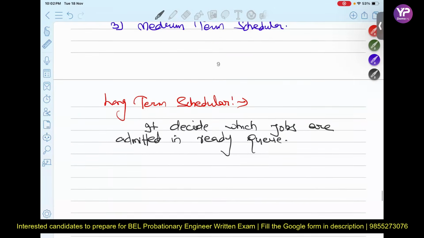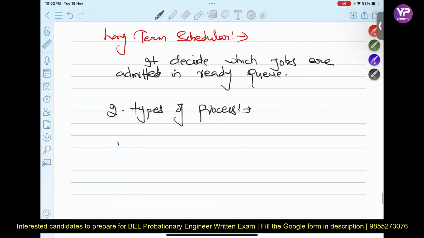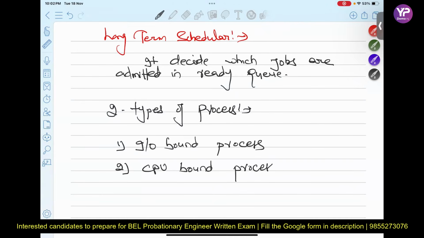Now see, my dear students, we have mainly two types of process. One is IO bound process, and the second one is CPU bound process. Can you just tell me what is CPU bound process and what is IO bound process? See, my dear son, when a process takes most of the time in the IO activities, then that process is called IO bound process. When a process requires most of the time the CPU but not the IO, then that process is called CPU bound process. Is it fine?